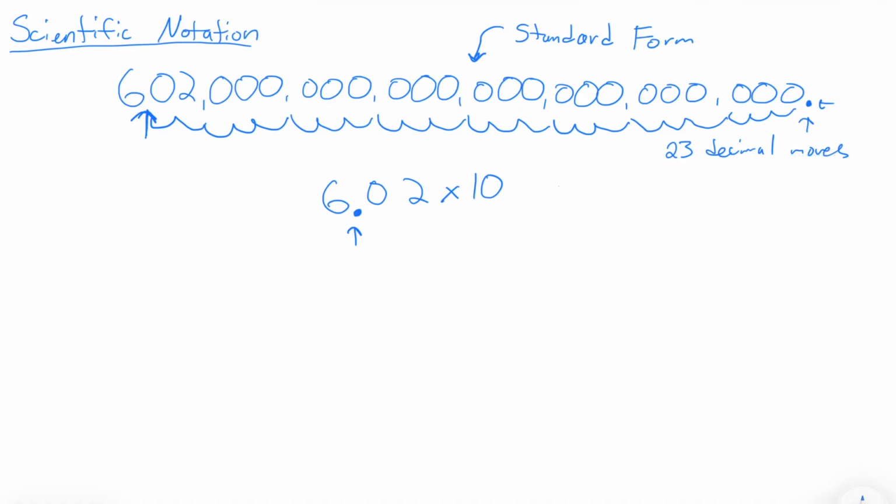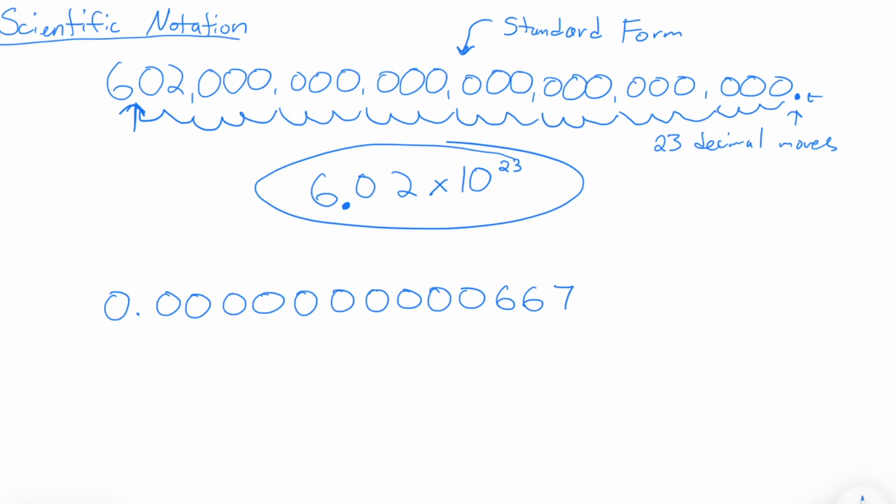And so since we had to move our decimal 23 times, that means we need to multiply the 6.02 times 10 to the 23rd in order to communicate this same number, 602 hexillion, in scientific notation. So this is how it looks in scientific notation. 602 hexillion would be expressed in scientific notation as 6.02 times 10 to the 23rd.